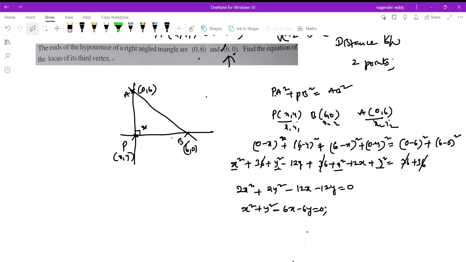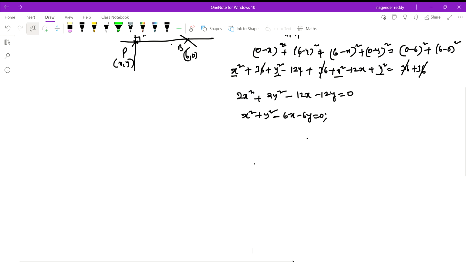So this is one type, because first they give us the triangle, and 0 comma 6 and 6 comma 0 are called the ends of the hypotenuse. In the question he gave the ends of the hypotenuse, but you should concentrate on where we will get 6 comma 0 and where we will get 0 comma 6. That's the final case. And we have one more type of question.